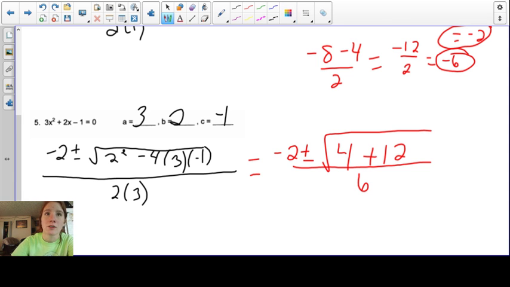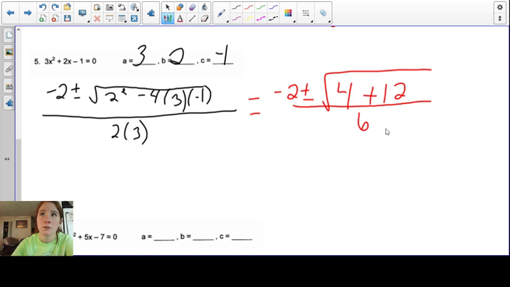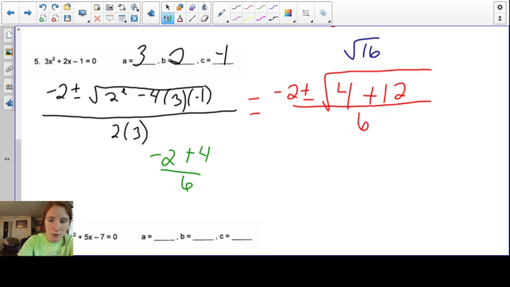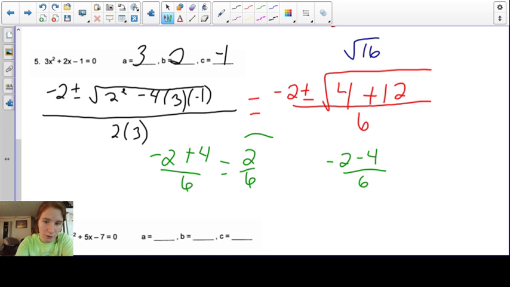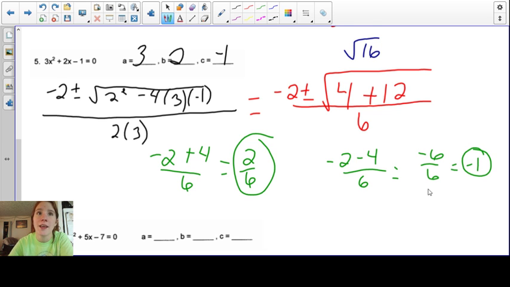4 plus 12 is going to give me the square root of 16. Square root of 16 is 4. So I have negative 2 plus 4 over 6. I have negative 2 minus 4 over 6. Negative 2 plus 4 is going to give me positive 2 over 6, which isn't going to give me a pretty answer. And I have negative 6 over 6, which will give me negative 1. So my answers are 2 over 6 and negative 1.